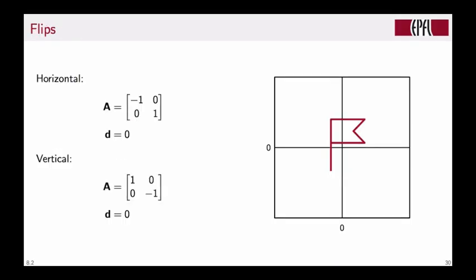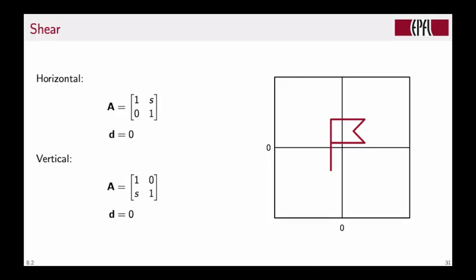Flips can be both horizontal or vertical, and they simply swap the direction of an axis. In both cases, the matrix is diagonal, and in the case of a horizontal flip, the first element of the diagonal would be -1, and the second one is 1. Vice versa, for a vertical flip, the second axis gets flipped, and so the second element of the diagonal would be -1. Here in the image we see a horizontal flip.